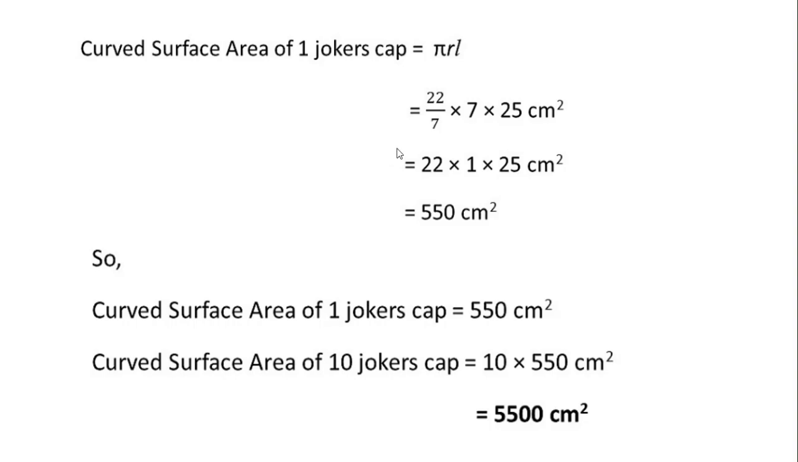But in the given problem we are asked to find out 10 joker's caps, 10 such caps we need to find out. So obviously what can we do? If we get the area of one particular cap, definitely we can multiply that area with 10, because we need 10 joker's caps. After multiplying that, what do we get? 5500 square centimeters.